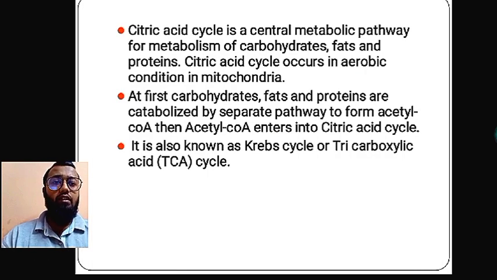Citric acid cycle is a central metabolic pathway for metabolism of carbohydrates, fats, proteins, and citric acid cycle occurs in aerobic condition in mitochondria. At first, the carbohydrates, fats, and proteins are separated by the pathways to form the acetyl CoA, and then acetyl CoA enter into the citric acid cycle.